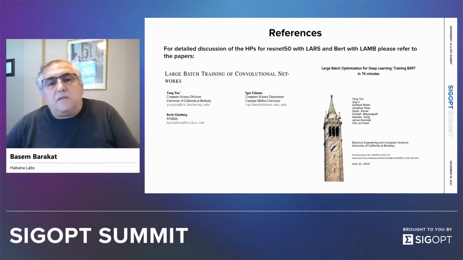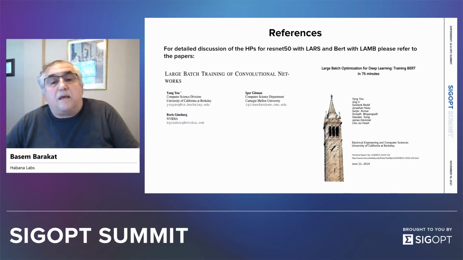I'm providing references here to what we're optimizing. For these workloads, both ResNet and BERT, we're not optimizing the models themselves. We're optimizing the cost functions, and namely, that's LARS and LAMB. These are the reference papers which describe the cost functions used, to provide more details for you. Obviously, you could think about it as we're optimizing the optimizers.